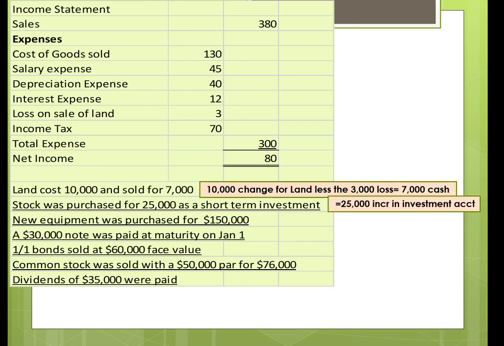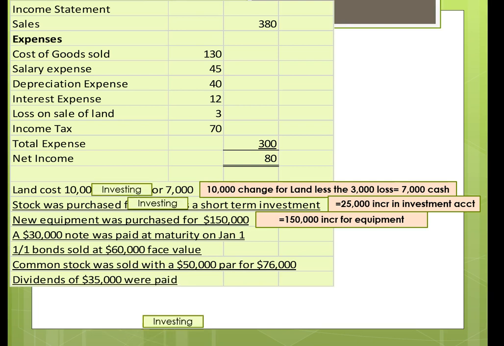Now the 25,000 equals the increase in the investment account, so we're going to be able to use that. And the 150 increase for equipment equals what we said we'd use to buy new equipment, and we know that these are all transactions associated with investment activity. So we're going to identify that as investing, which means we're going to be able to do the investing portion of our cash flow statement.